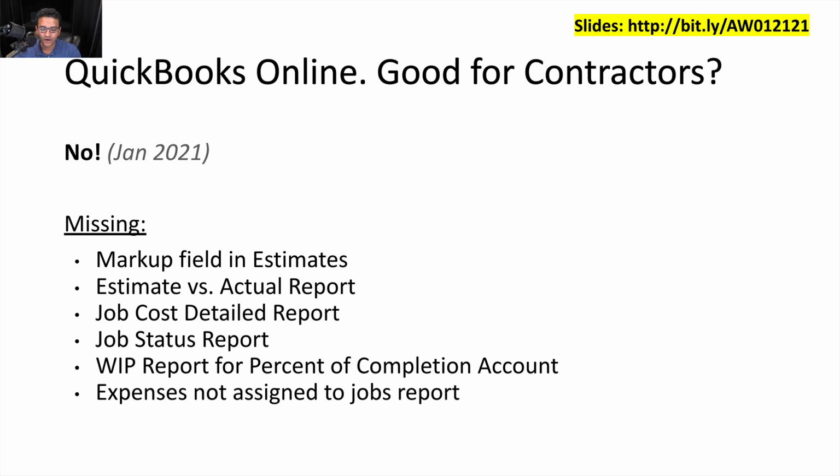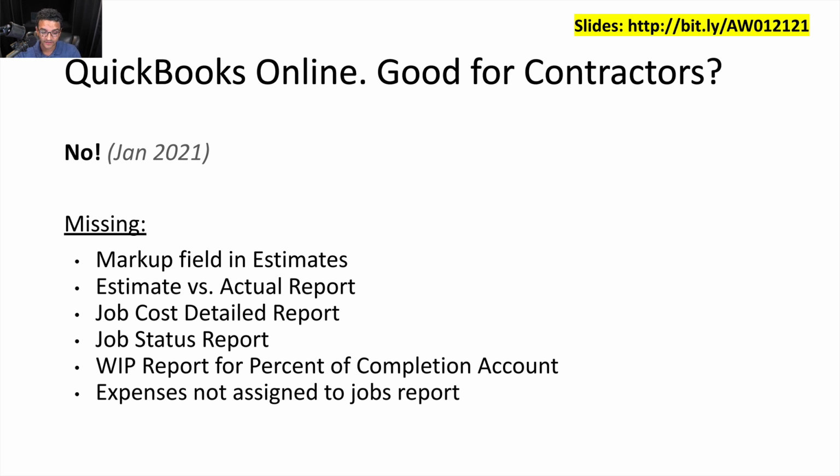We also don't have a job cost detail report, something that could tell me specifically what each of the items cost me versus how much I charge for them, like a margin per line item of the invoice or the estimate. We don't have that in QuickBooks Online. We don't have a job status report, so I don't have a report that says which jobs are active, which are closed, which are pending to be closed, that sort of thing.